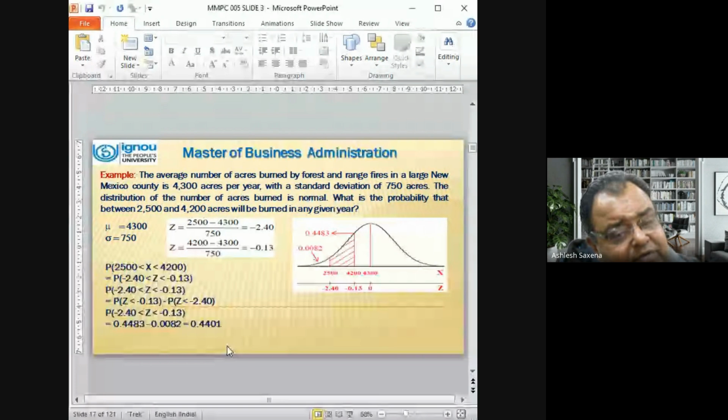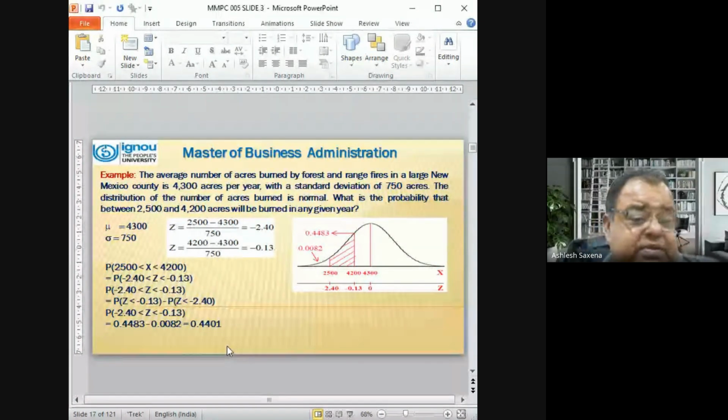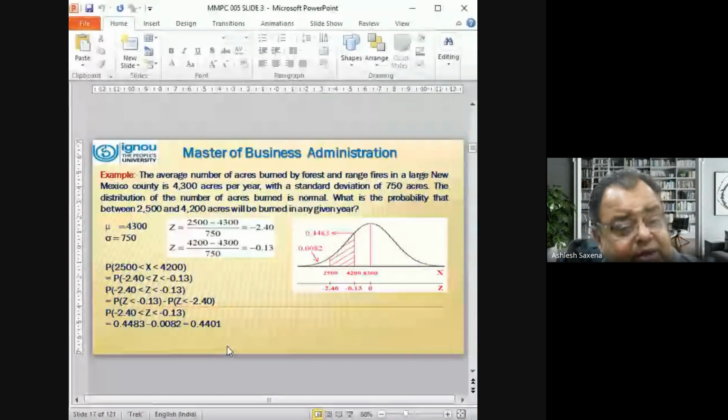You need the standard deviation, and that is given to you. The next step is to find the probability that between 2,500 and 4,200 acres will be burned in any given year. That means you have mu, you have sigma, and the values for x are 2500 and 4200. Calculate the value of z. You can see the calculation over there. For x equal to 2500, z is negative 2.4, and for x equal to 4200, z is negative 0.13.